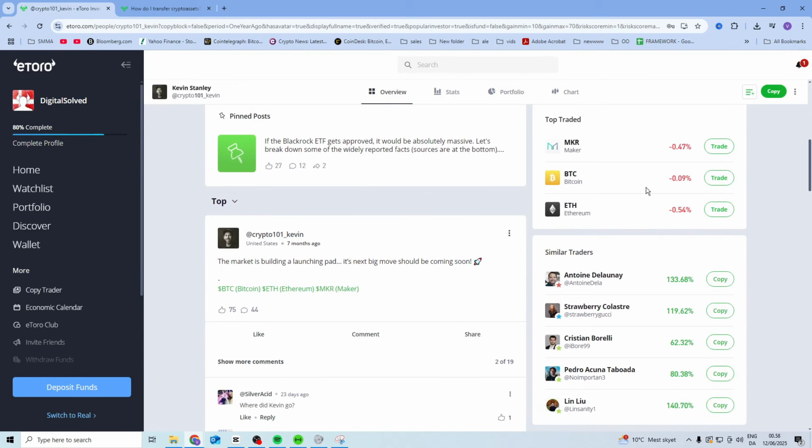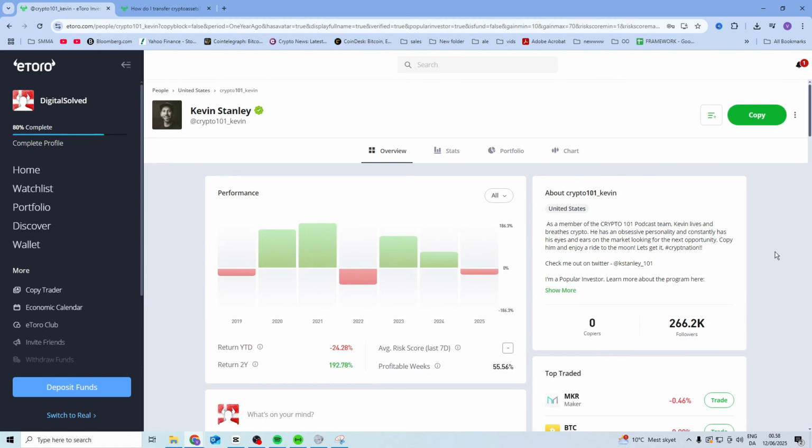Now you can scroll down a little bit and find similar traders and then try and look for other crypto traders and then copy trade those.